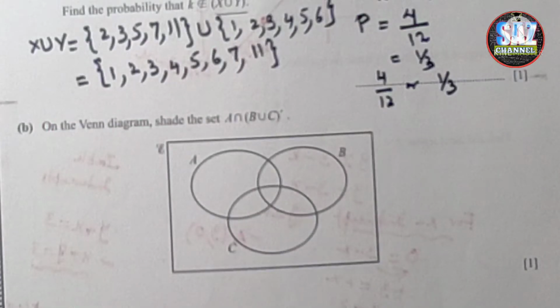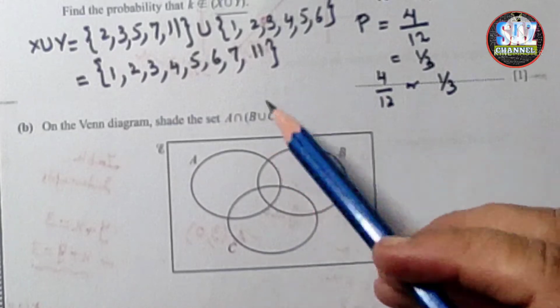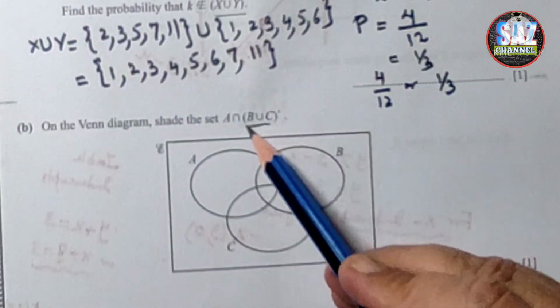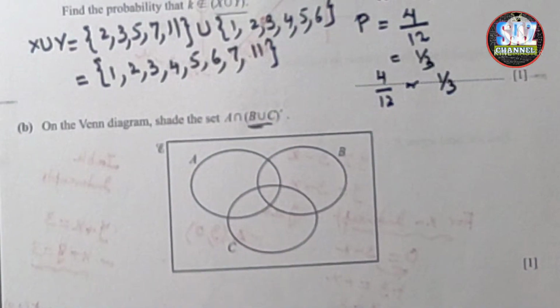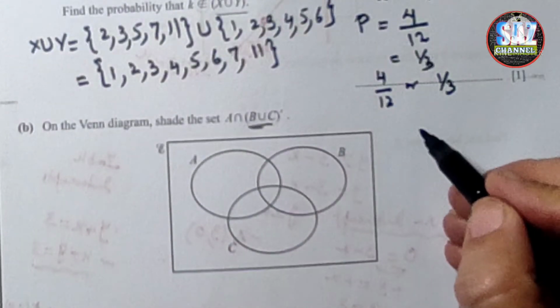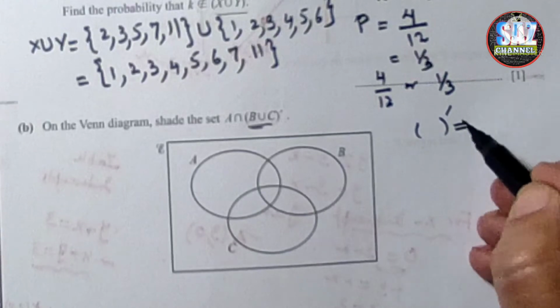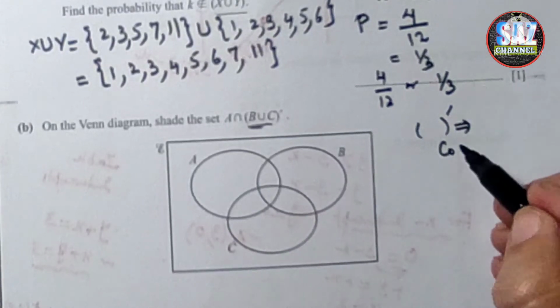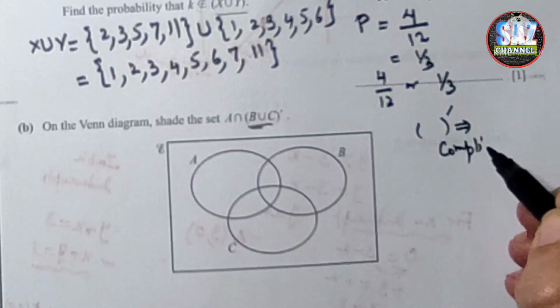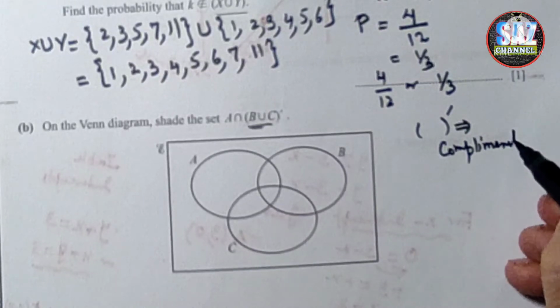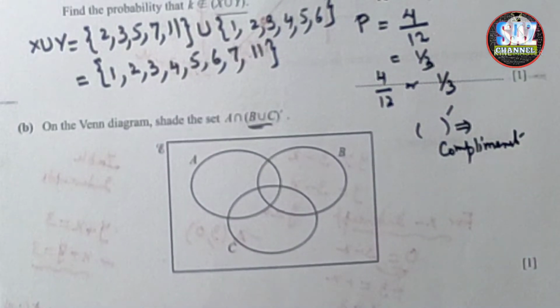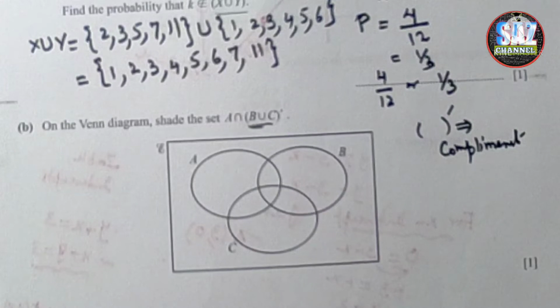Next part says, on the Venn diagram, shade the region A intersection B union C whole complement. Here it's important to understand the meaning of the term. This bar means complement, and complement means the difference from universal. That means that we have to discard that set.